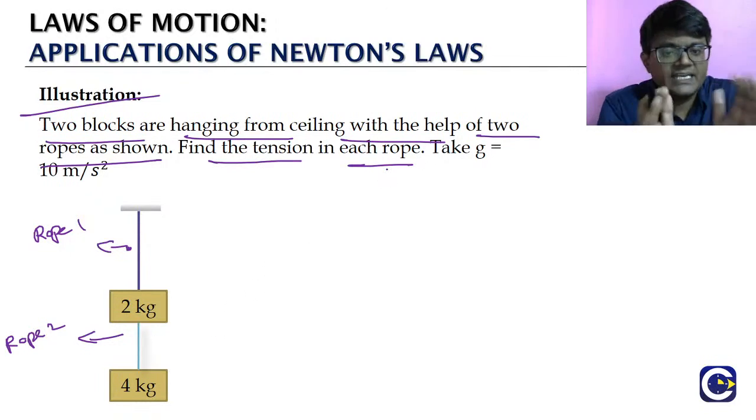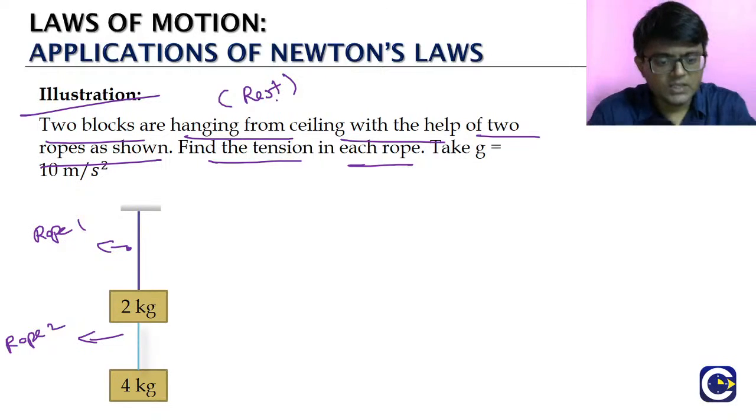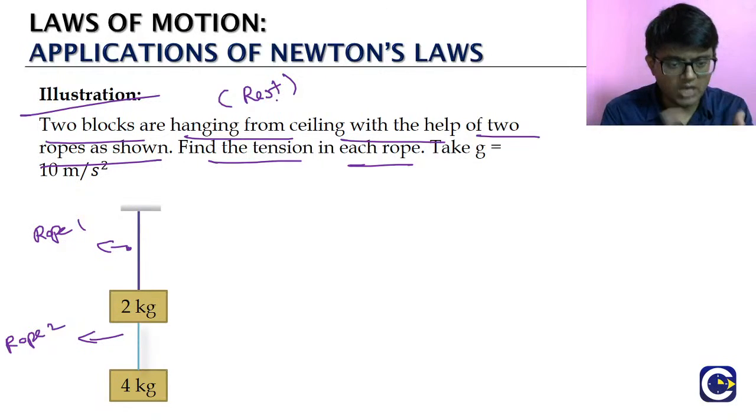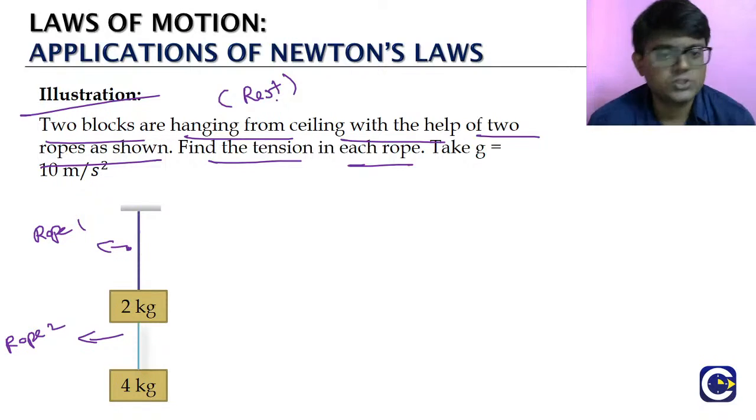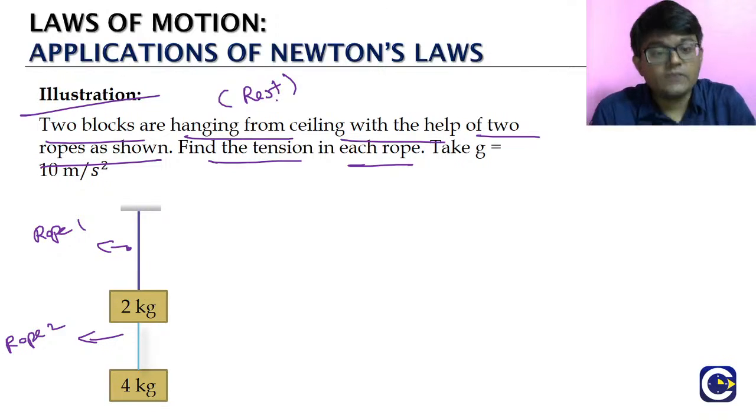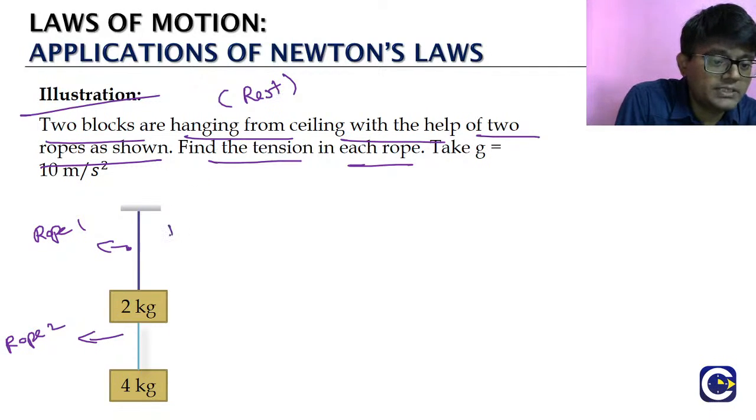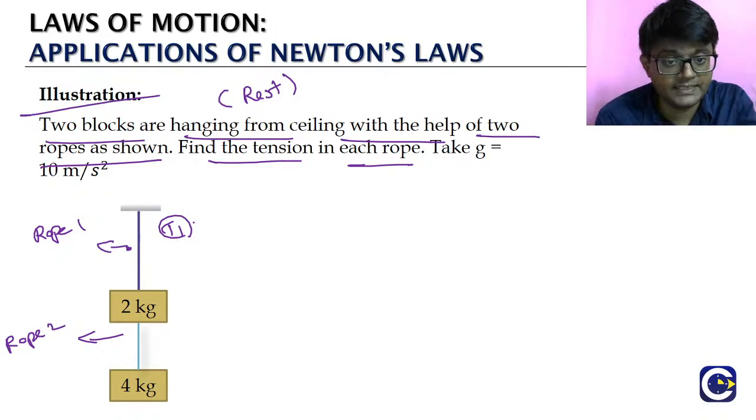The blocks are hanging, means what? The entire system is at rest. Block 1 is at rest. Block 2. Block 1, block 2 means we are talking about what? The 2 kg block and the 4 kg block. 2 kg block is at rest and the 4 kg block is also at rest. Using that equilibrium of forces concept, we have to find what will be the tension in each rope. Means rope 1, let us call the tension as what? Maybe T1. Here also we will assume the rope to be what? Massless. That's why everywhere the tension will be what? Same.